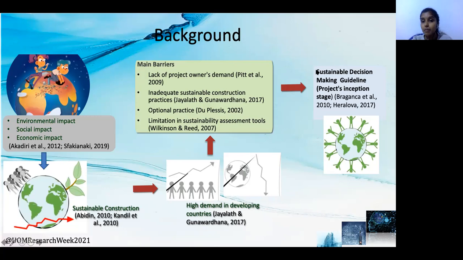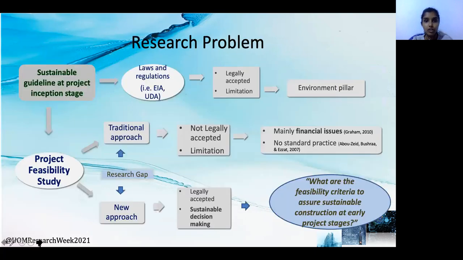Therefore, having a minimum sustainable requirement or any other sustainable performance criteria for sustainable decision making is essential, and that minimum decision making should be incorporated at the most critical phase of the project lifecycle, which is the inception stage. So, the research problem.